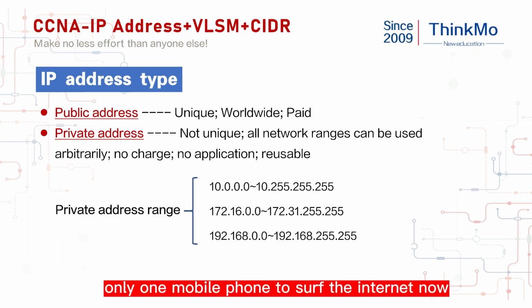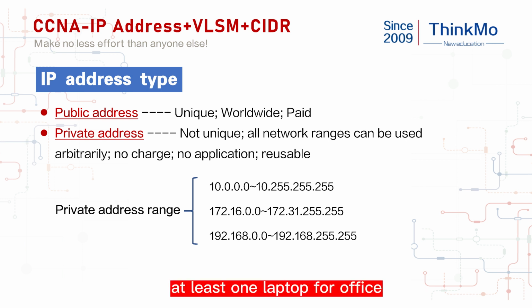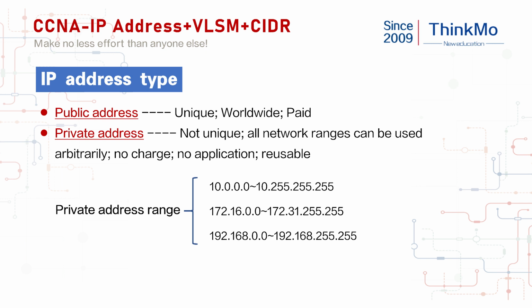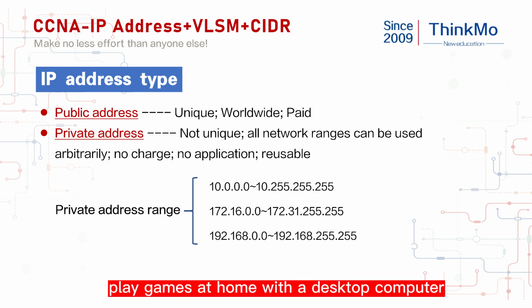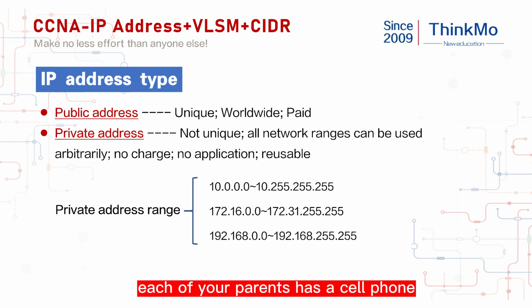We don't have only one mobile phone to surf the internet now. Generally speaking, working people have at least one laptop for the office, and play games at home with a desktop computer. You have a computer, a cell phone, and a tablet. Each of your parents has a cell phone. Suppose there are 5 people in a family, that will occupy almost 10 addresses.